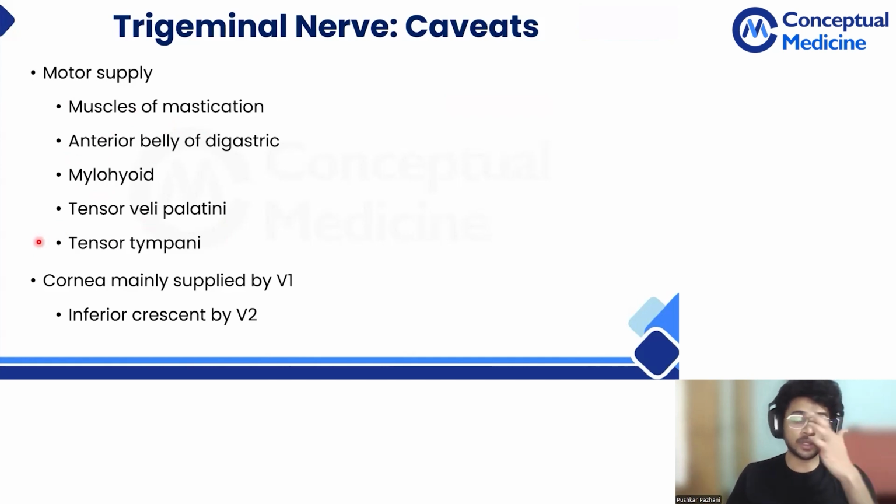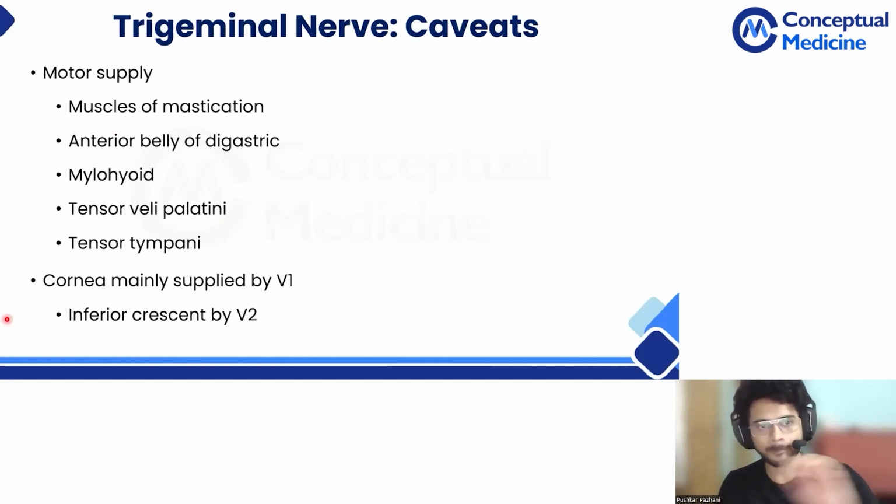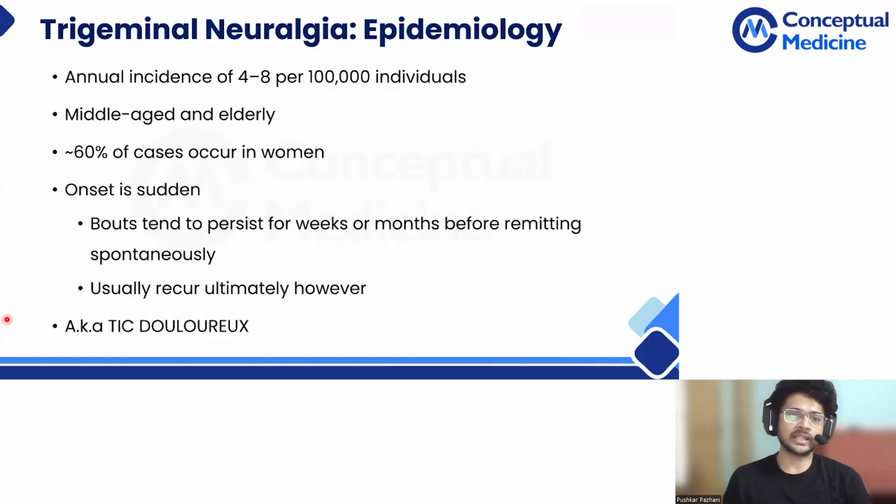And very important is that the cornea is mainly supplied by the ophthalmic division of the trigeminal nerve, with the exception of an inferior crescent, which is supplied by the maxillary division. Now coming to trigeminal neuralgia, which is one of the most important cranial neuropathies that affect the trigeminal nerve.